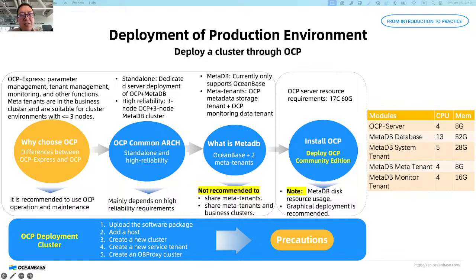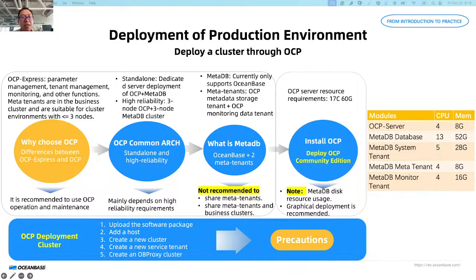Okay, the next chapter is about deploying the production environment. We have several deployment solutions, which are introduced here. There are still some differences between them. The first is to deploy through OCP. We recommend that users use OCP for deployment.